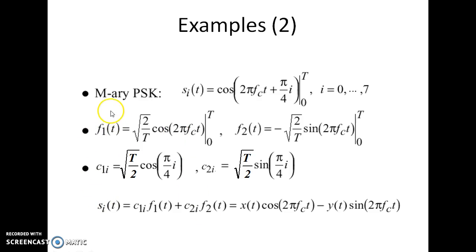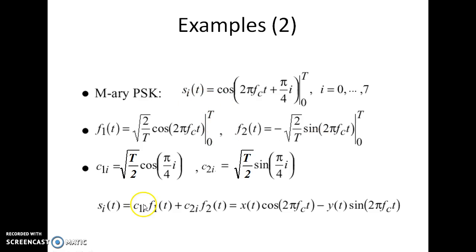Now let us take another example, M-ary PSK. Let's suppose you are having 8 PSK. Write down the general equation of 8-ary PSK as s_i(t) equals this. For different values of i, you will get 8 different equations over here. Do the steps as before. You will get the first basis function and the second basis function, and you will see that you will not require any further basis function apart from these.